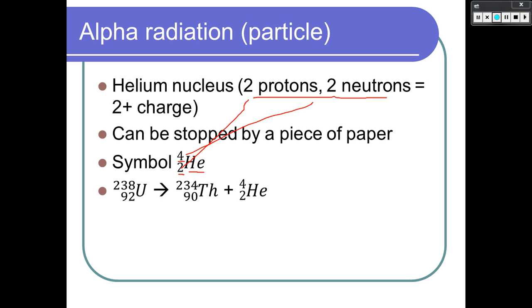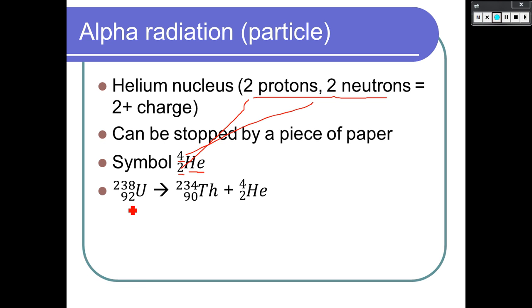Let's say that would be 146 neutrons and 92 protons. And so this is uranium-238. It's a radioactive isotope of uranium, and that naturally decomposes into thorium-234 plus a helium nucleus. So if you notice a couple of things here about the math.